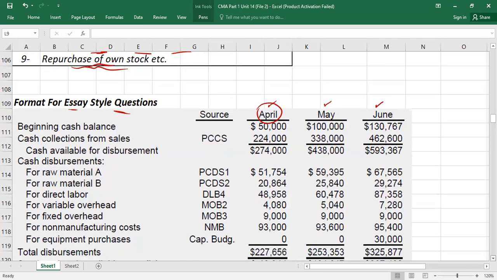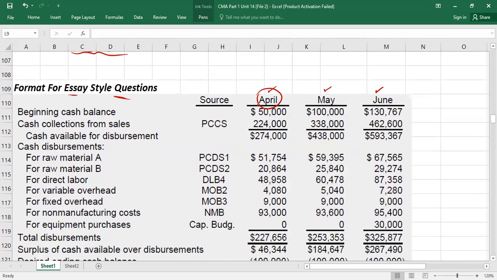Let's assume, first of all, for the month of April, we have a beginning cash balance. At the start of April, we have $50,000. By the way, from where will you get this value? It's the beginning balance of April, so it should be the closing balance of March. Understood? So let's assume it is given as 50,000.